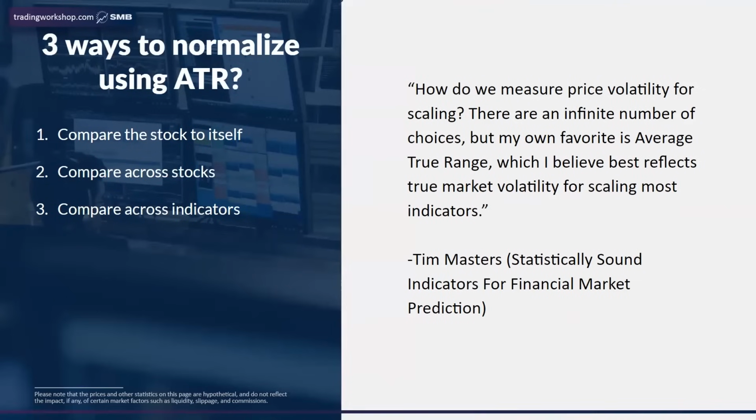There are three ways to normalize using ATR. First, we can compare the stock to itself. We can say this stock today is moving 3 times as much as it usually moves. That's how we can measure that using ATR. It's moved 3 ATRs off the open is something that we might say.